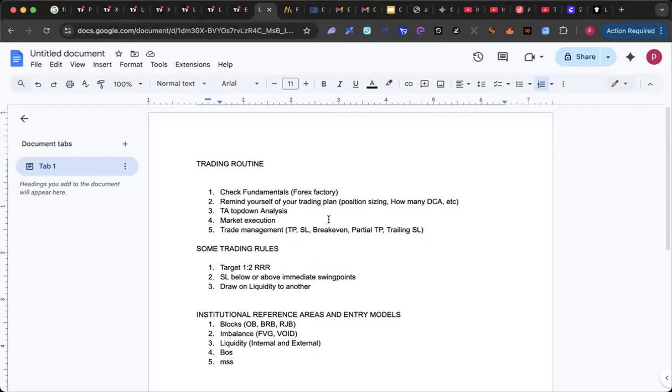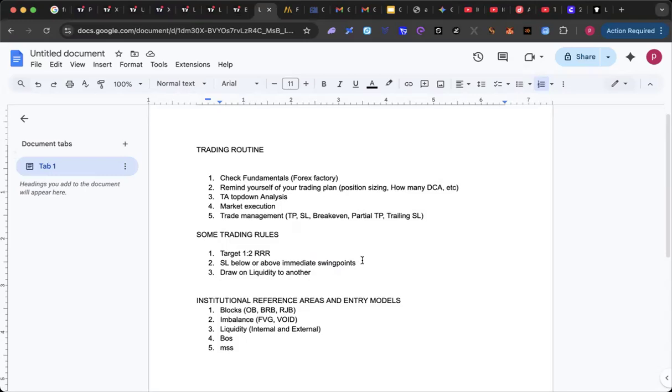But I call it reminding yourself of your trading plan, position sizing, and the different things you are putting together, managing your trade. Then the next is to do top-down analysis, the market execution, then trade management. So you look at it, there are basically two rules. Please pay attention. Open your ears. If you're a subscriber of this scanner, every trade you enter, you must think about your target, with a minimum of 1:2 risk reward.